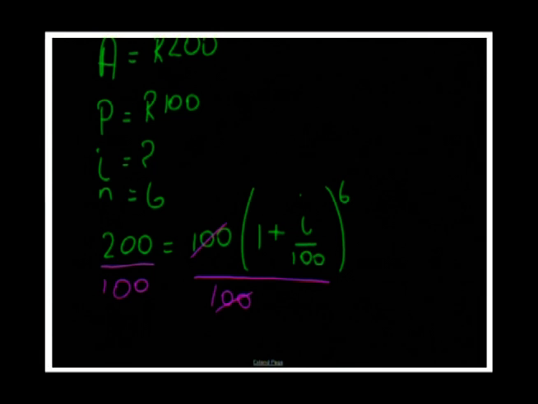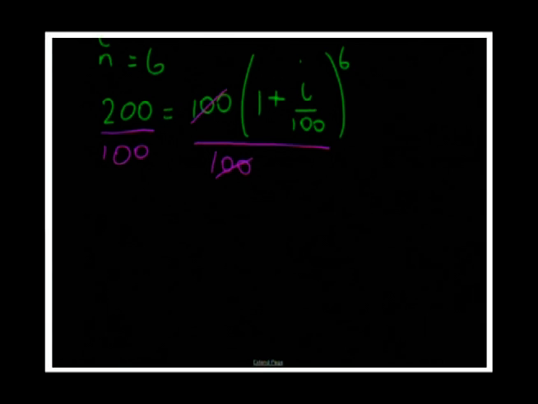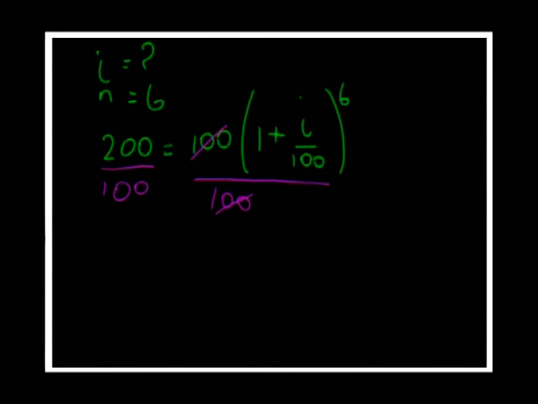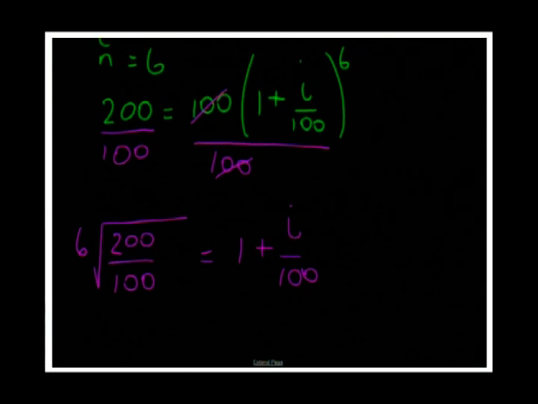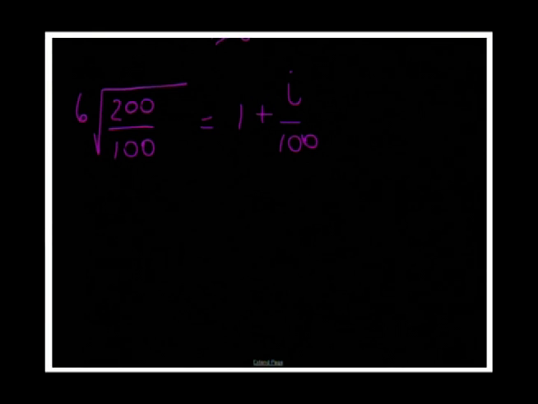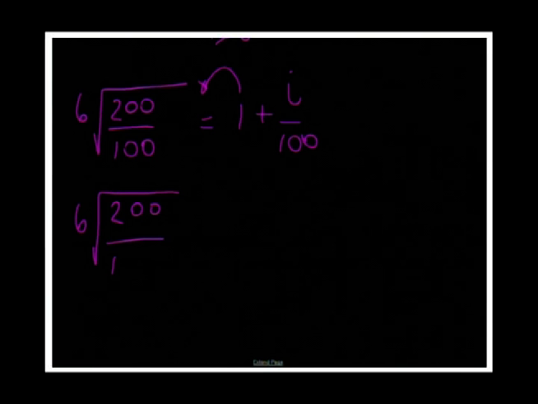Divide by 100. I'm going to root it to the power of 6. So I'm going to redraw that. So I'm going to have 6. My 200 over 100 is now equal to 1 plus I over 100. I'm now going to move my 1 over to the other side. So I'm going to have my root 6, 200 over 100 minus 1. And that's going to be equal to I over 100.